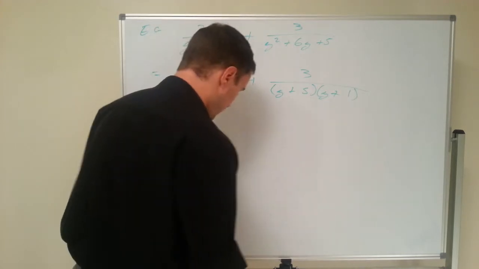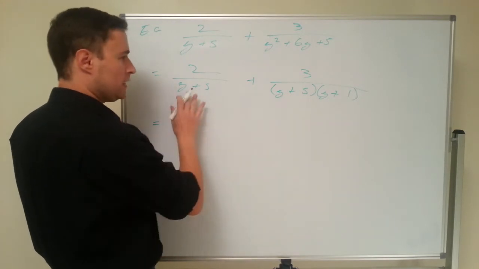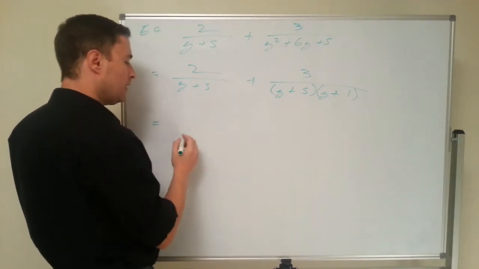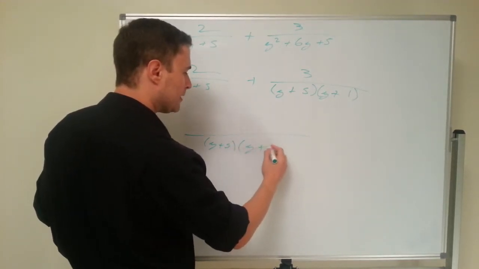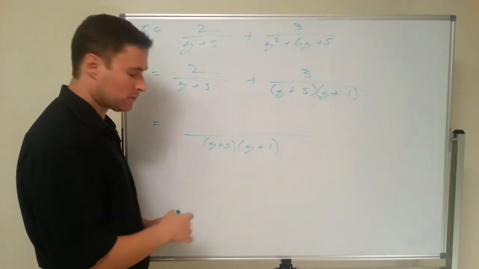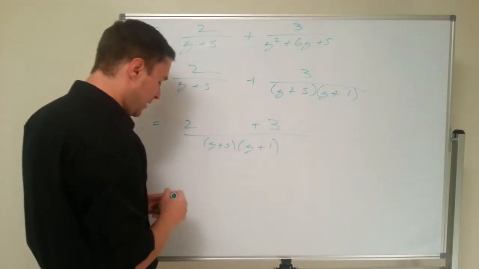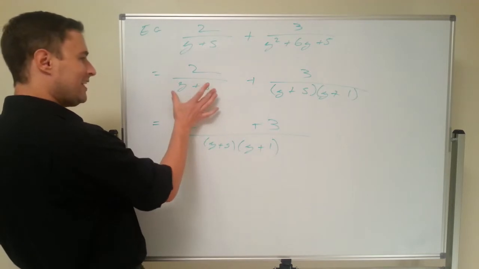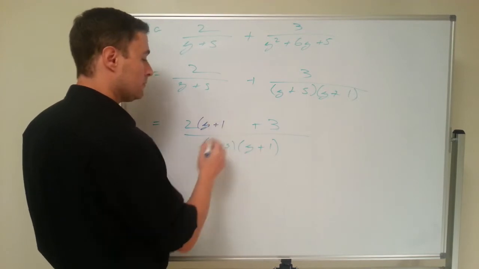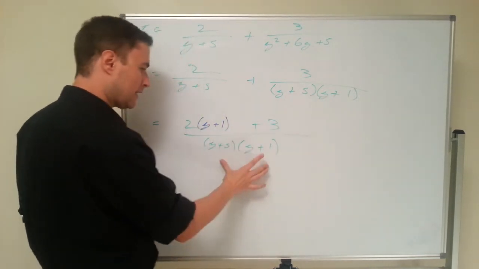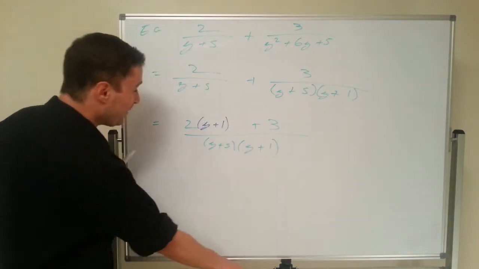Alright, so now I can see what is going on here. My lowest common denominator is not y plus 5 times this. It's y plus 5 times y plus 1. Over here I've got the 2, over here I've got the plus 3. What does this one need to look like the LCD? Just y plus 1. What does this one need to look like the LCD? Nothing! It looks like that! Woohoo! So, we're pretty much done here.